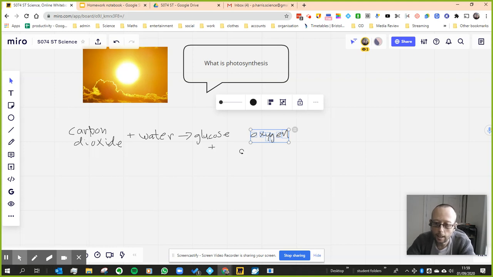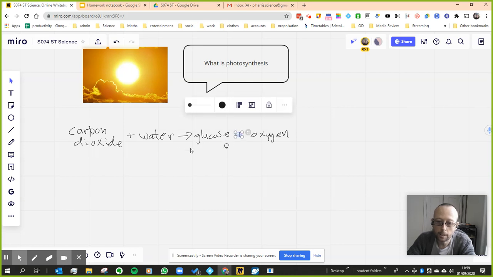Basically, the reason why we say trees clean up the air is because they take out the carbon dioxide, and react it with the water to make their glucose for them and oxygen. So the oxygen we can use, that's going to be helpful for us, right? So in a nutshell, that's what photosynthesis is.